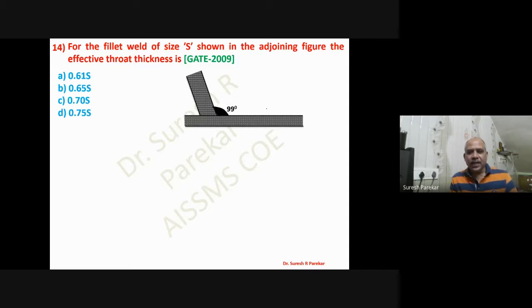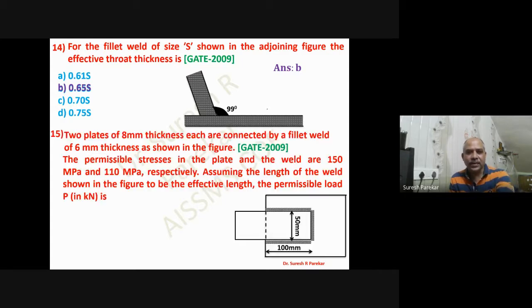Now angle is given 99 degrees. And for this 99 degrees, if we will go to this section 10, they have given against this angle, so 90 to 100. So we have this option as 95 to 100. So we have option as 0.65 S.